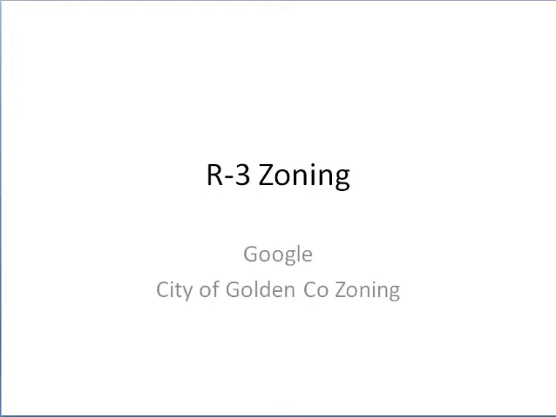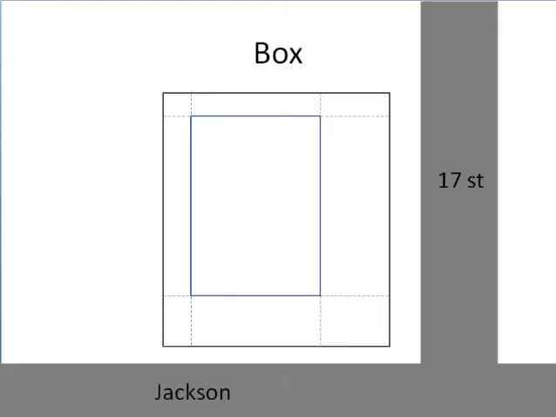So here's what we want you to do. We want you to look at Google. We just want you to Google City of Golden, Colorado zoning. And you're going to find a whole bunch of stuff there about zoning. So here we have our box again. Let's take a look at this. So now what we want you to do is to find out what the building size is going to be. This is your exercise for today.